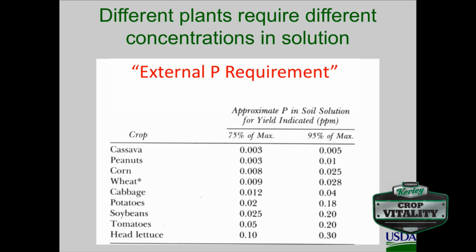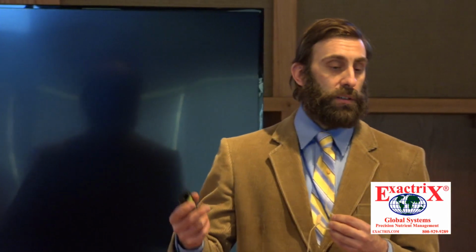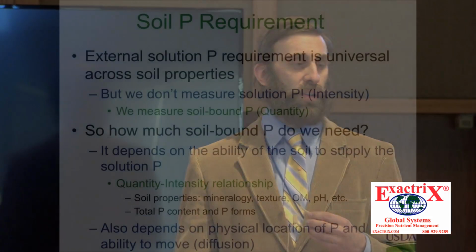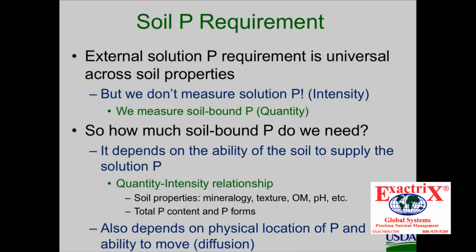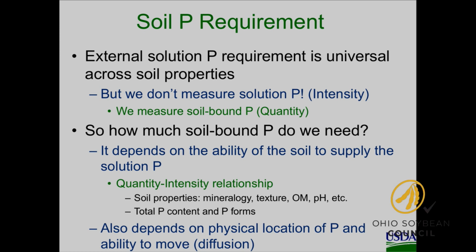Okay, so that's great. We have some idea of how much phosphorus is required in solution, but we don't measure what's in solution, right? We measure what's on the soil. So what's our soil phosphorus requirement? What is it a function of? Well, the soil phosphorus requirement is a function of the solution P requirement, or the external phosphorus requirement. So, like I said, we don't measure solution P, the intensity, in other words. We measure what's in the soil. But the soil P requirement is partly a function of that.